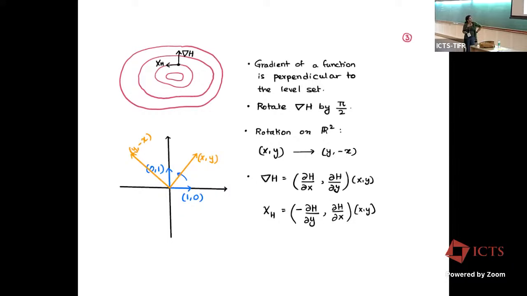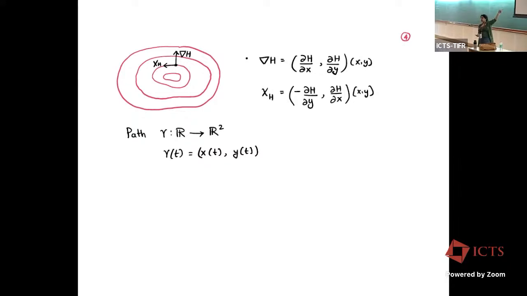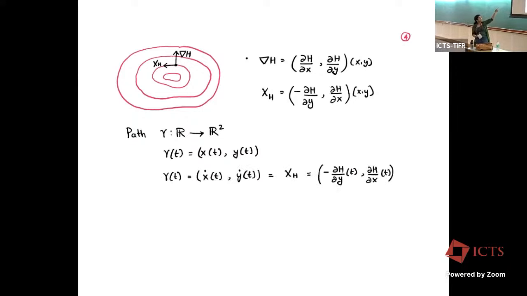So let's see how to write that out. This was the information we have: we have the gradient and we have XH, which is the rotated one. Now we want a path. What is a path? It's a function from R to R², wherever I'm walking. Let's call its coordinates x(t), y(t). When I take the derivative of that path, x dot (t), y dot (t), that's a t derivative, I want it to be XH. Then I'll always be walking tangent to XH.